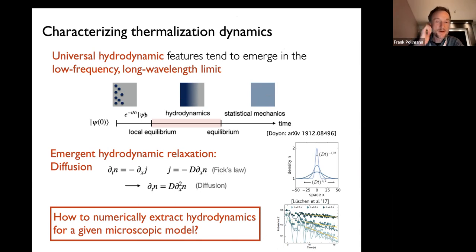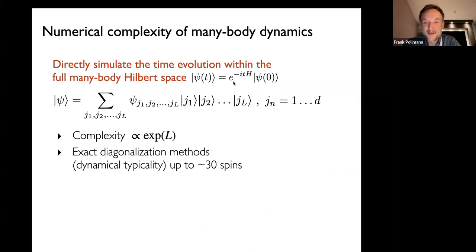Good. So just to briefly recap, we now have a given Hamiltonian. We prepare an initial state, and from this we want to extract the diffusion constant. Now the question is, how do we do this? The first way of going at this problem is to exactly simulate the time evolution of this many-body system. We would prepare the initial state and evolve it with the Hamiltonian.